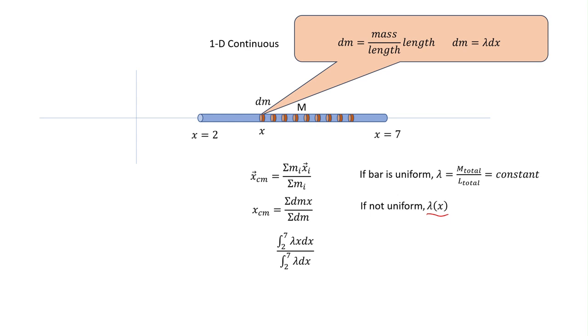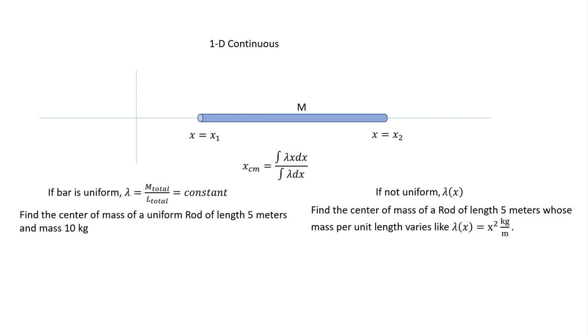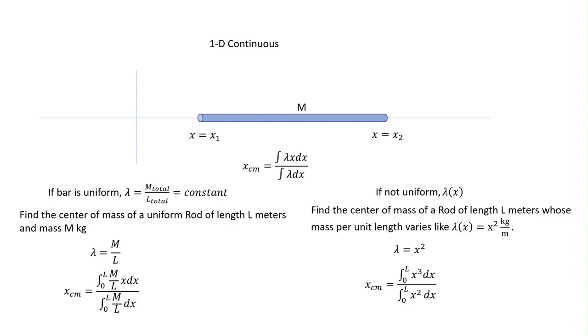Okay, let me show you two examples side by side. In one, the bar is uniform, the other bar is not uniform. This is what the problems would look like. Find the center of mass of a uniform rod of length 5 meters and mass 10 kg. And this one, find the center of mass of a rod that's 5 meters long but has a non-constant density. Okay, so what I'm going to do, I'm going to get rid of the numbers and just put an M and an L because I don't feel like doing numbers anymore. And I'll just say lambda is total mass divided by total length, M over L.